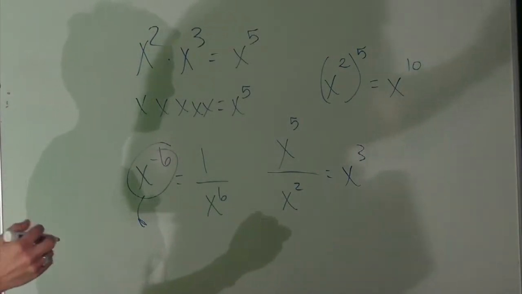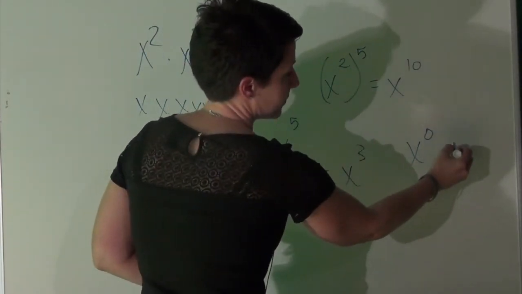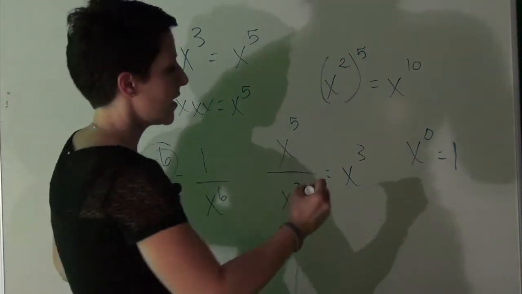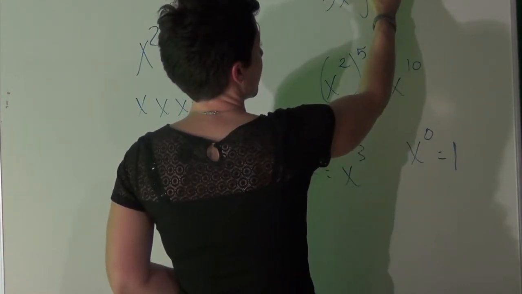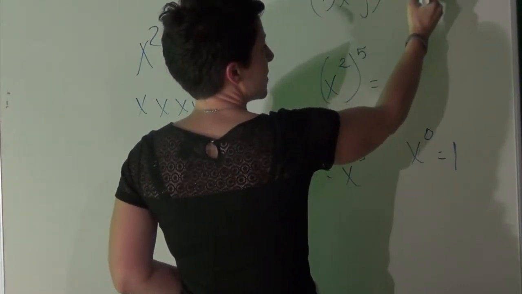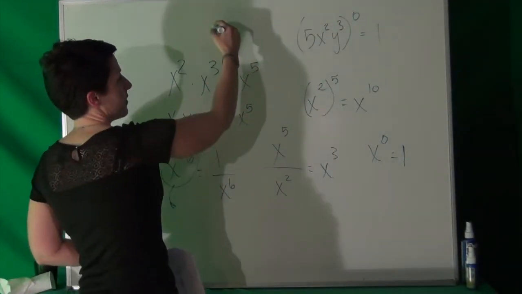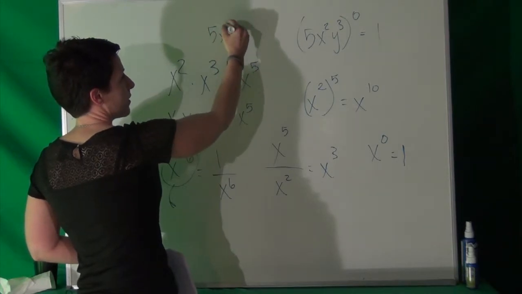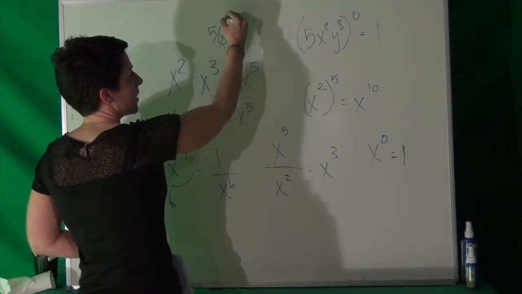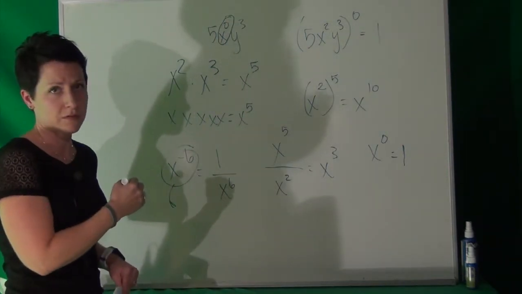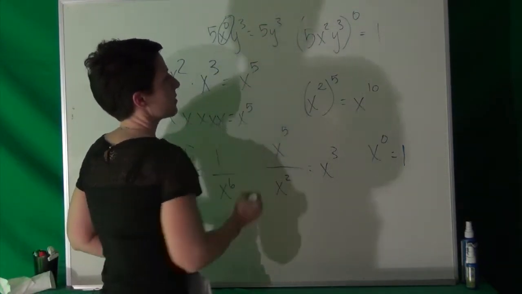And then the last exponent rule we want to look at is anything to the 0 power is going to be 1. So x to the 0 is 1. So I might have 5x squared y to the 3rd, all of this raised to the 0 is going to be 1. But where you have to be careful is if the 0 is only on part of our problem, the only thing that's going to be 1 here is x to the 0. So the answer for this problem would be 5y to the 3rd.